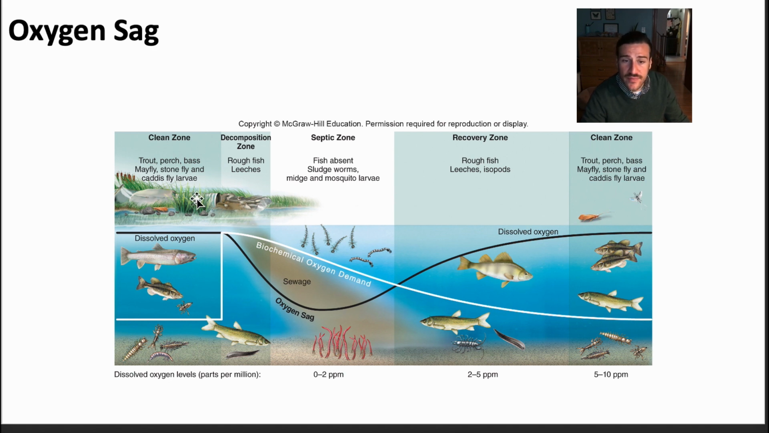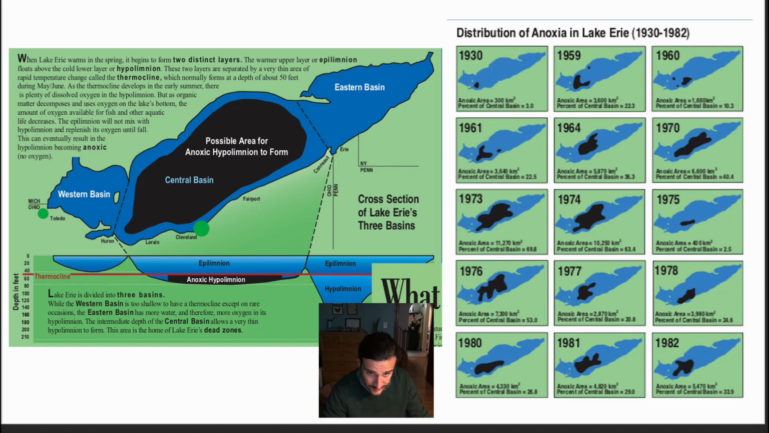Further away from the point source, you have a recovery zone. You have fish and other invertebrates that can live in slightly lower oxygen levels, but they still obviously require at least some oxygen. And then you have the clean zone. These clean zones are going to be the most biodiverse. And I just really like how the species assemblages change in relation to the distance from a point source releasing biological pollutants. Now this brings up Lake Erie.